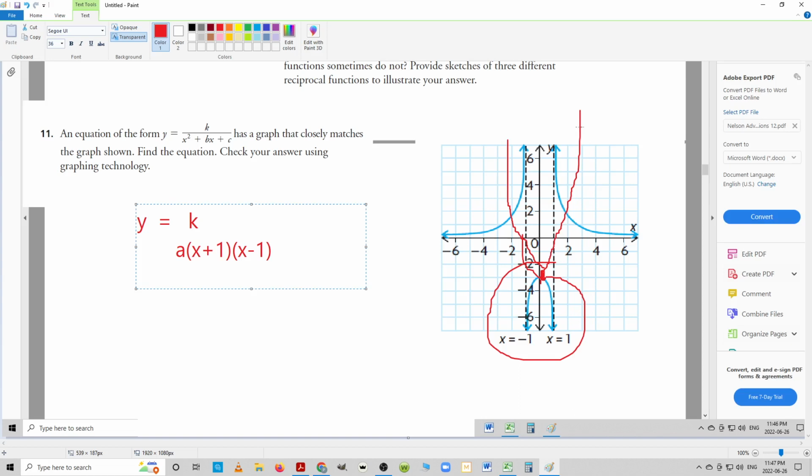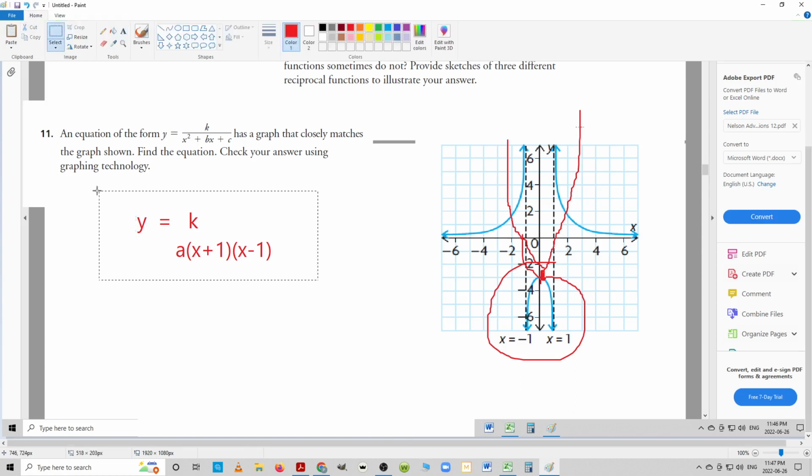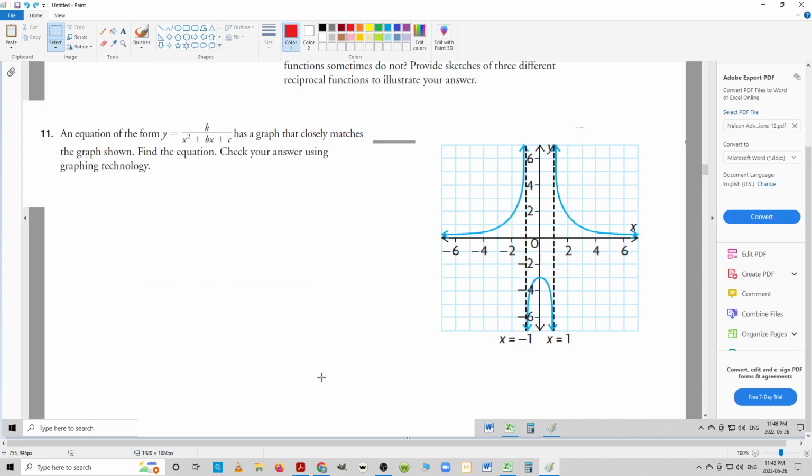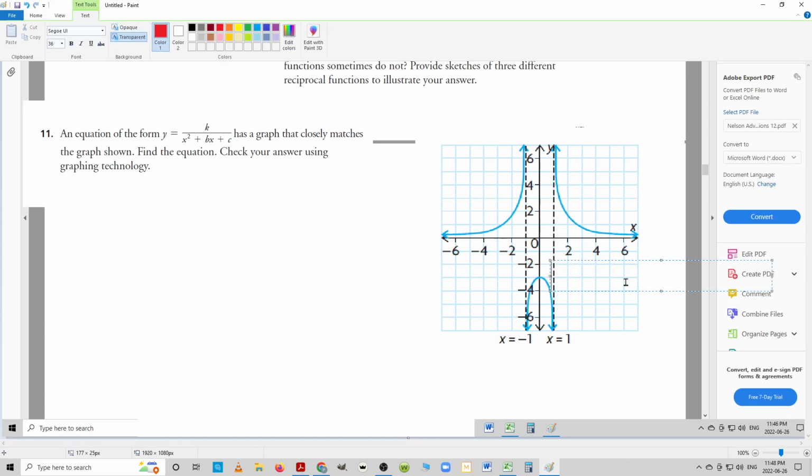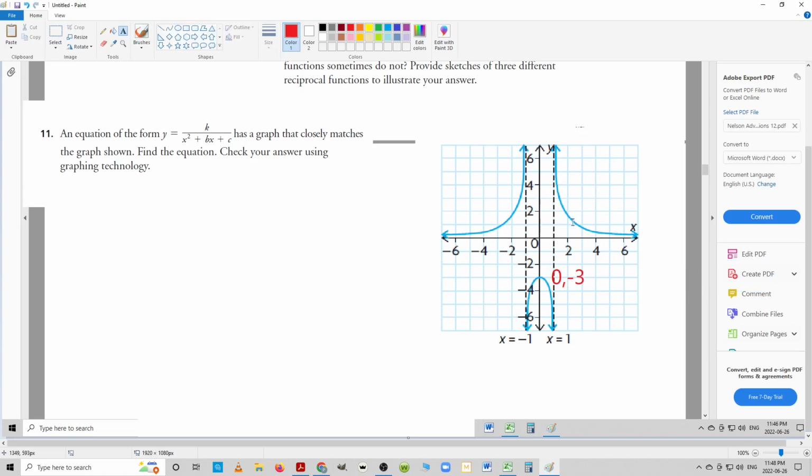And we have a couple key points that we could plug in that are quite clear, right? So let's just make a copy of that. We just go back and see if we can see some clear points. It looks like there's a clear point right up here at 0, minus 3. See if there's any other clear points. Not really. But that 0, minus 3 will help.